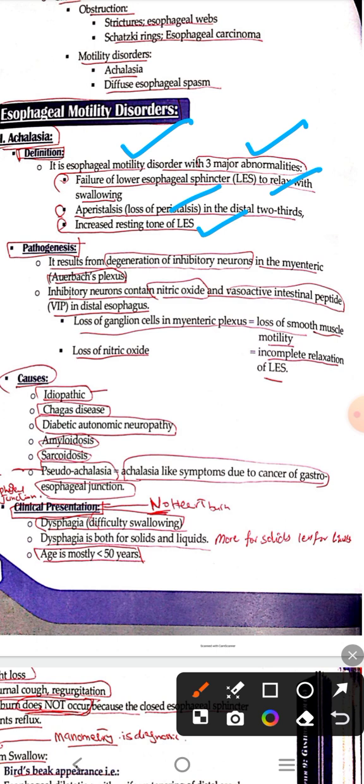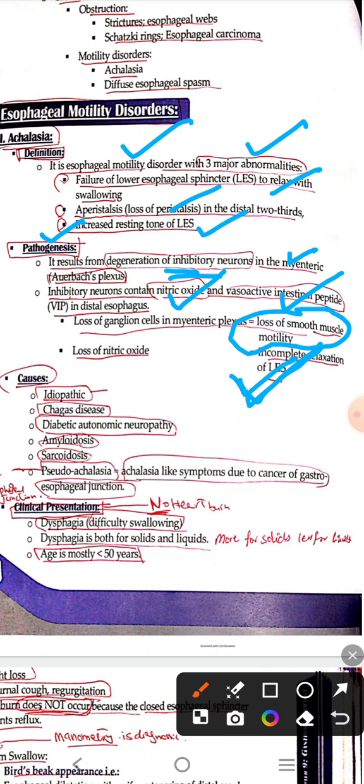Similarly, I have also discussed the pathogenesis. Normally there is a myenteric plexus in the esophagus, and there are some inhibitory neurons in that myenteric plexus. Whenever food or bolus comes, those inhibitory neurons are stimulated, and that releases nitric oxide or vasoactive intestinal peptide, and as a result smooth muscle contractions don't occur, or we can say smooth muscles relax, due to which the lower esophageal sphincter also relaxes.